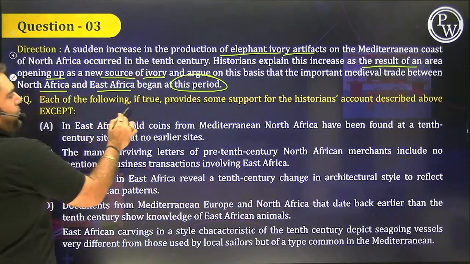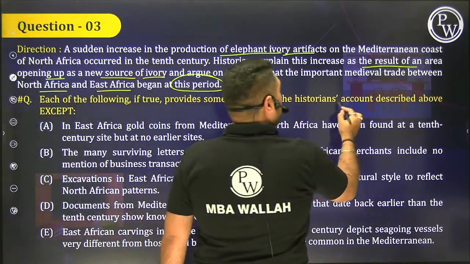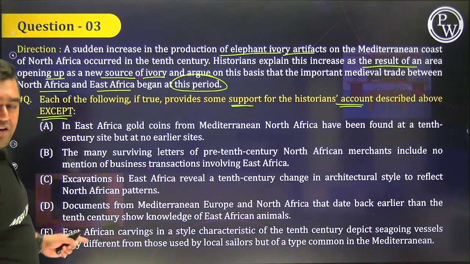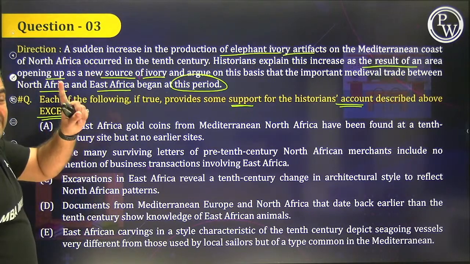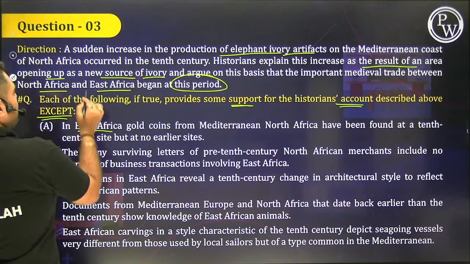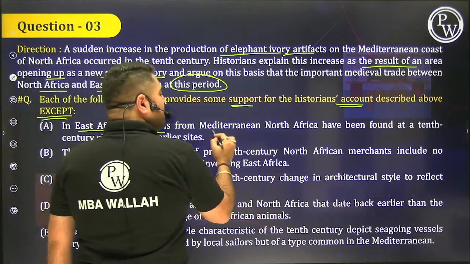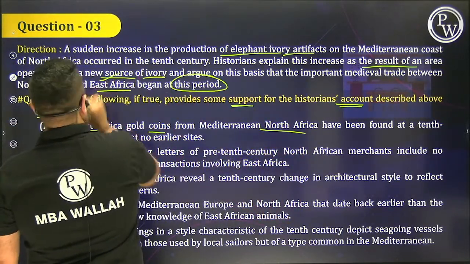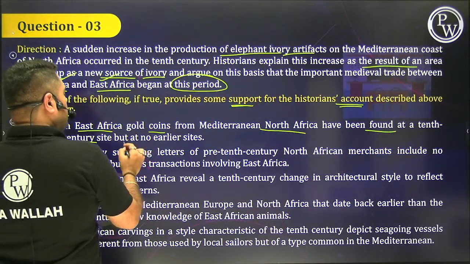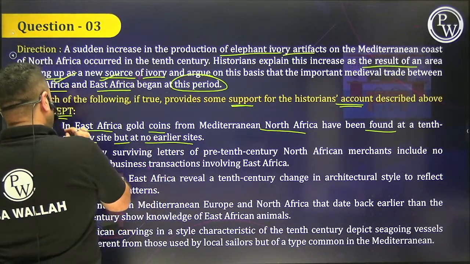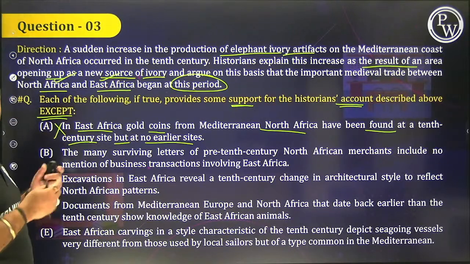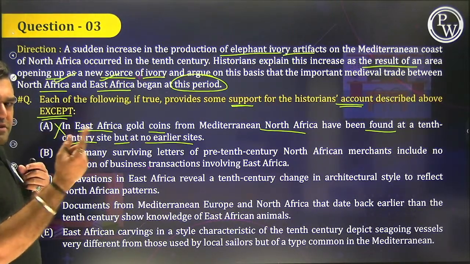Each of the following provides some support for the historian's account described above, except what can help explain all of this? One doesn't. Which one doesn't? So let's start comparing, people. A, in East Africa, gold coins from Mediterranean North Africa have been found at 10th century sites, but at no earlier sites. Hey, this cannot be the answer. People, this helps explain the trade, because gold coins have been found. That means 100% trading was happening.